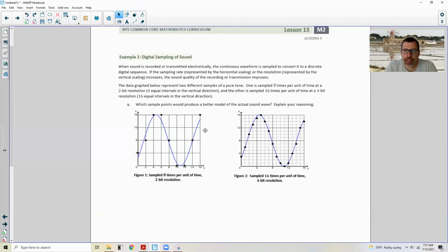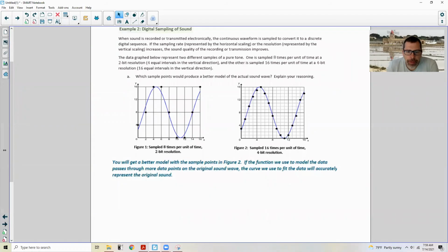The data graph below represent two different samples of pure tone. One is sampled 8 times per unit of time at a 2-bit resolution, 4 equal intervals in the vertical direction, and the other is sampled 16 times per unit of time at a 4-bit resolution, 16 equal intervals in the vertical direction. Which sample points would produce a better model of the actual sound wave? Explain your reasoning.